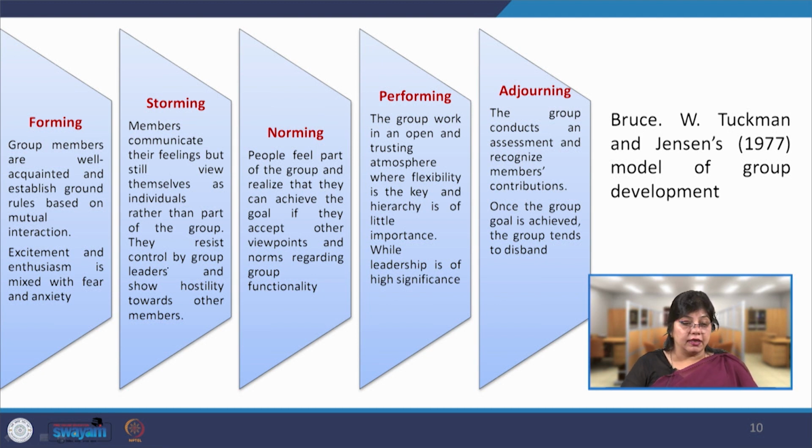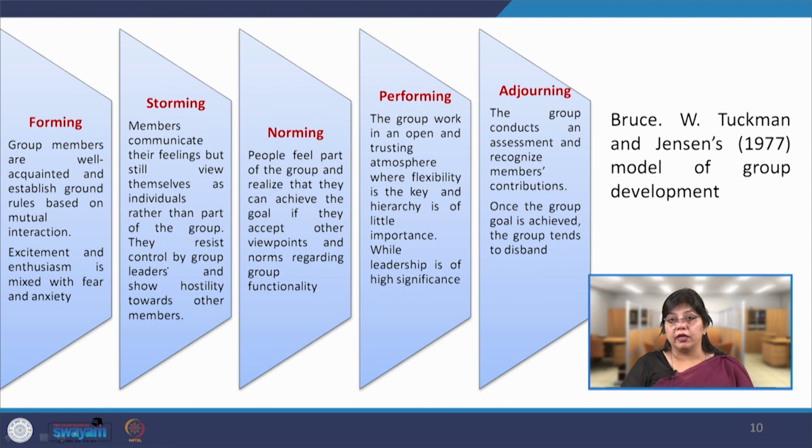So, this is the first stage of group development, that is forming, where group members are well acquainted and, based on mutual interaction, they establish the ground rules. Here, the establishment of ground rules means that they have just formed a platform for how the common goal will be achieved. Once the mutual understanding has been established, the group moves on to the second stage, that is storming.